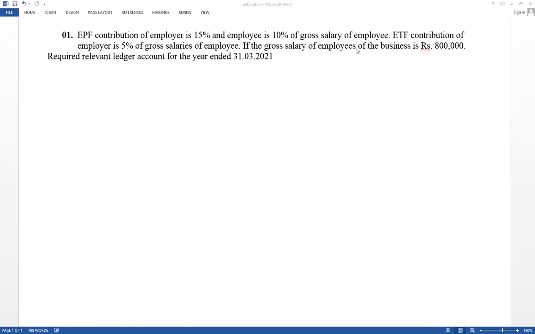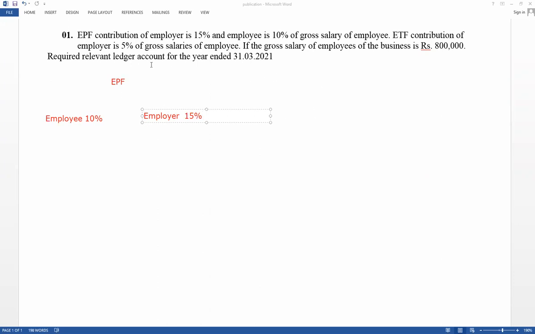Think from the business point of view, this is the total gross salary. For EPF, both employee and employer give their contribution. EPF is divided into two parts: the employee contribution, which is given as 10%, and the employer contribution, which is 15%.